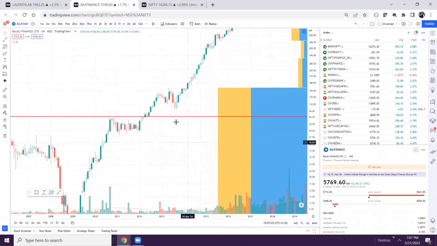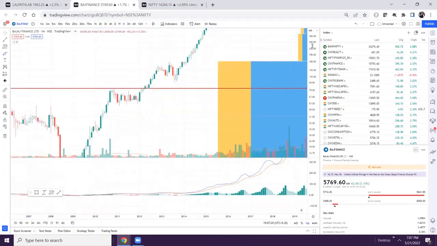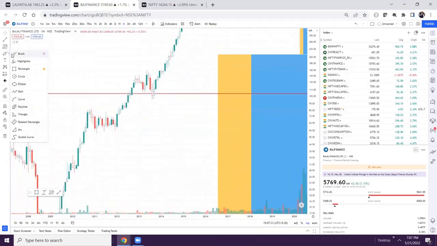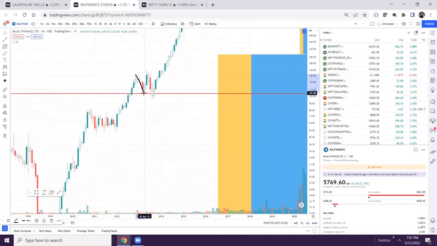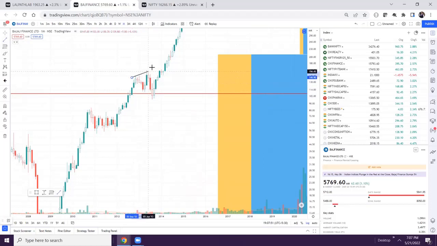Let us see the example. You can see this. This is an expandable flat. Let me show you. There is a fast move down. Then this is a correction. This correction breaks the top of this. And then again there is a fast move down which breaks this. So this is an expandable flat.